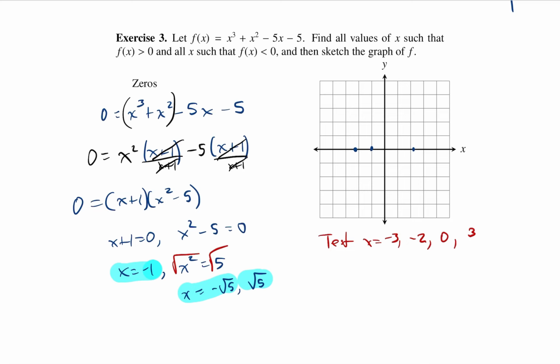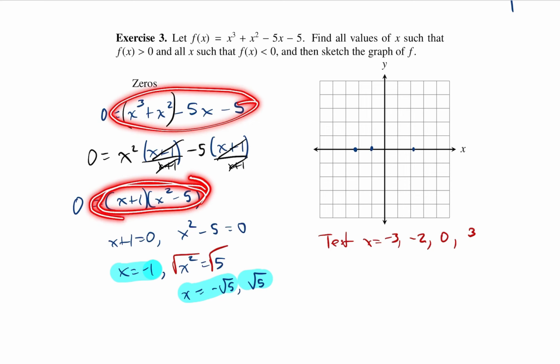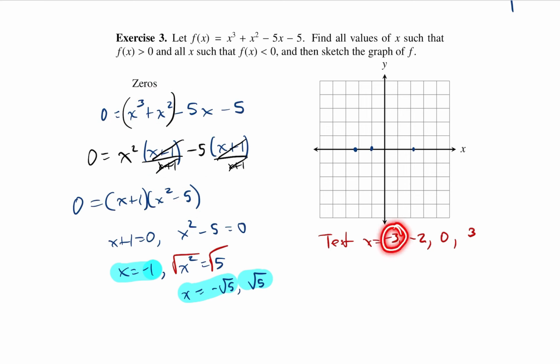So now we have a number that's to the left, in between those points, and to the right. So we plug it into either the factored version or the original. I'm going to plug it into the factored version. So if we plug in negative 3, we're going to have negative 3 plus 1 is negative 2, times, if you plug in negative 3 here, that's going to be 9 minus 5 is 4. So that's going to be a negative times a positive, which is a negative. So therefore, the function will be negative.